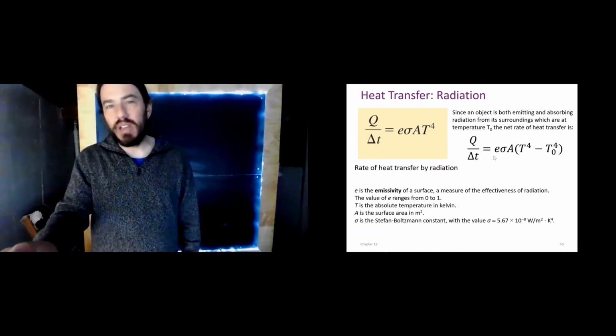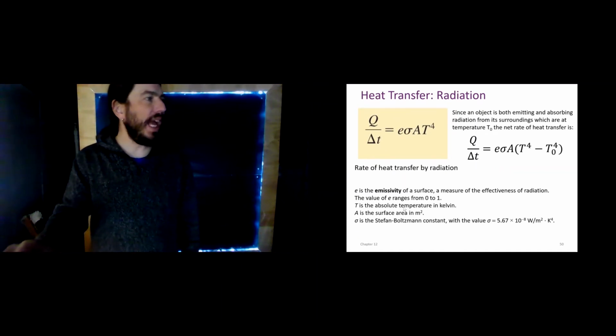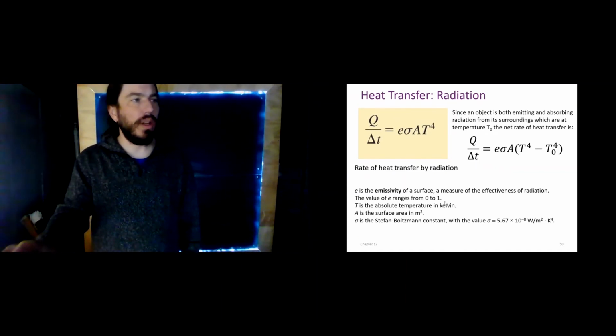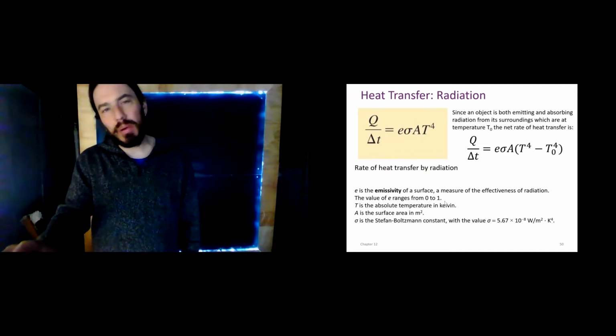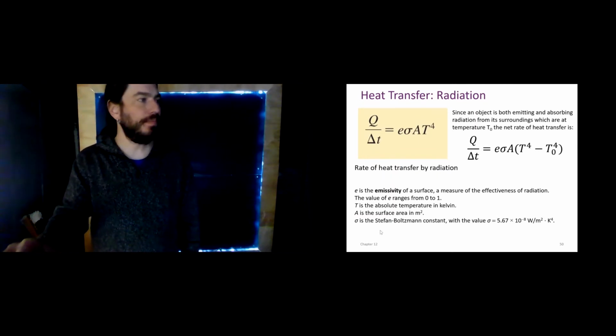That's something we'll just have to tell you. You don't really have enough information to be able to deduce what that would be. And the value ranges from 0 to 1. If you're not told in a problem what that is, go ahead and assume it's 1. You'll either be given it or you may assume that the emissivity is 1.